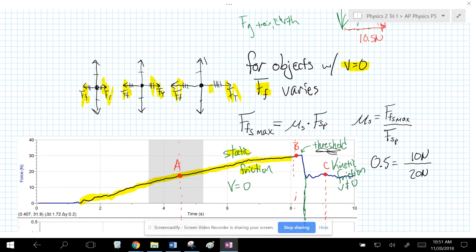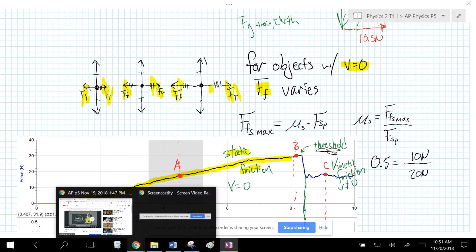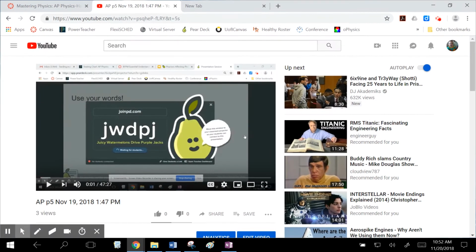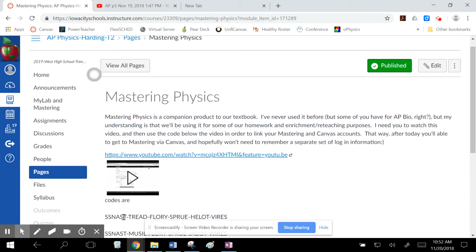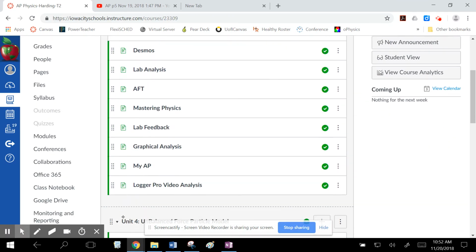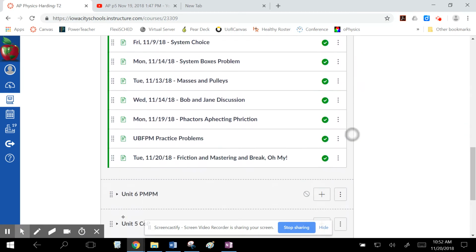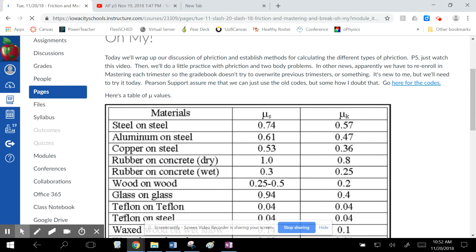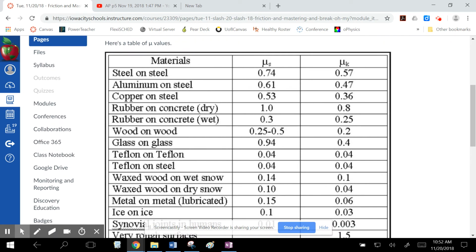And in order to know what that coefficient is, you would either try to determine it experimentally, or over here in Canvas for today, I included a table of values. So mu S for wood on wood, and that's what we were looking at with the setup the other day, is somewhere in the ballpark of 0.25 to 0.5.